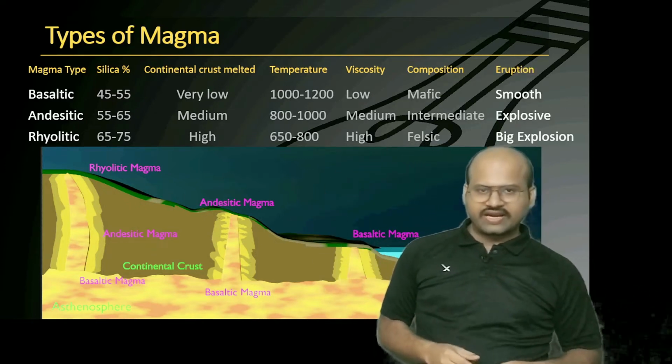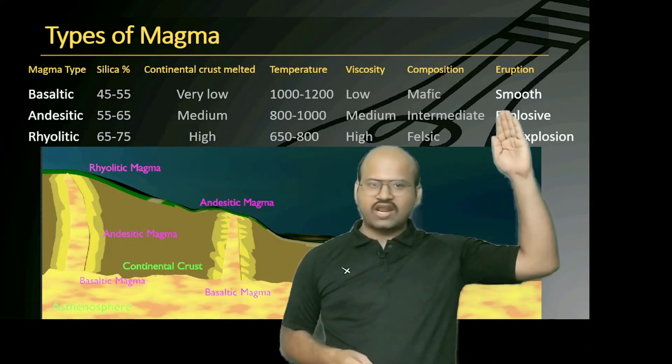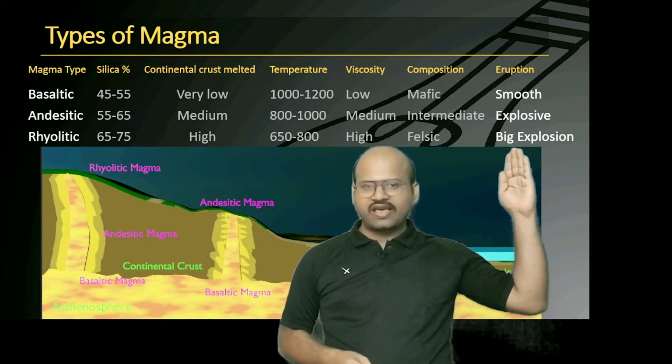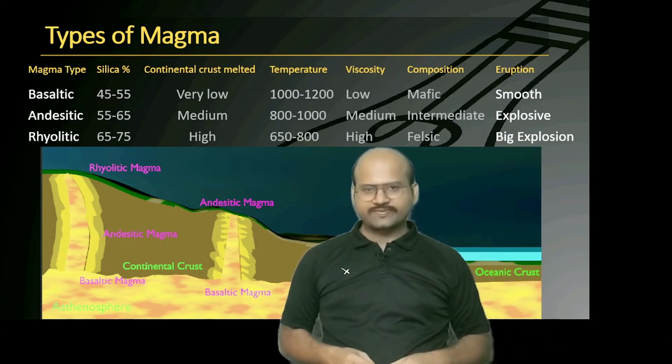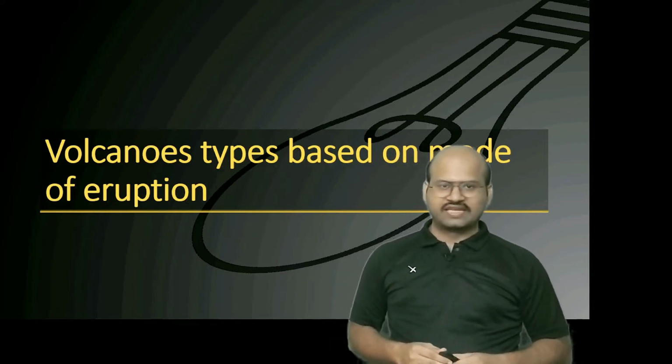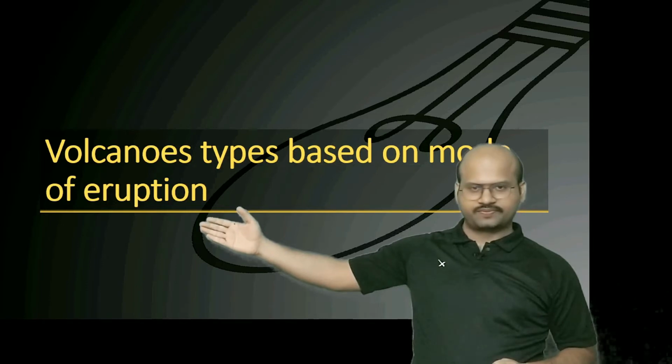Eruptions. We know that less viscous magma has smooth eruptions, while highly viscous magma has explosive eruptions. Andesitic also has a medium amount of explosive eruptions. Now let's see classification of volcanoes based on mode of eruption.